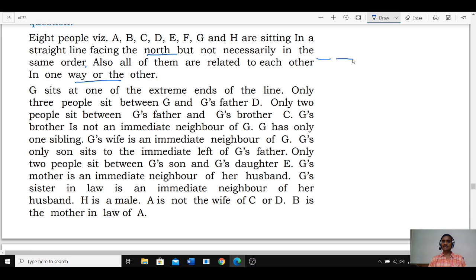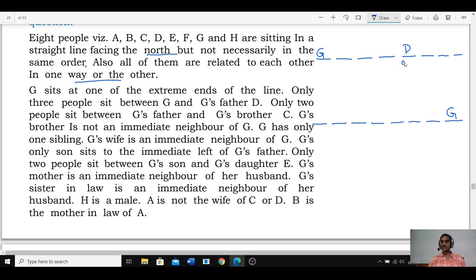G sits at one of the extreme ends of the line: 1, 2, 3, 4, 5, 6, 7, 8. G can be either at the left extreme or at the right extreme. Now G is here. Two different possibilities. Only 3 people between G and G's father D: 1, 2, 3. D is here.